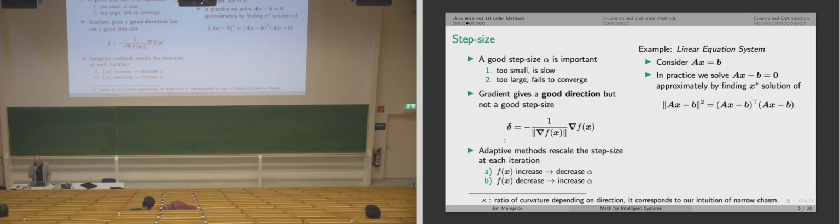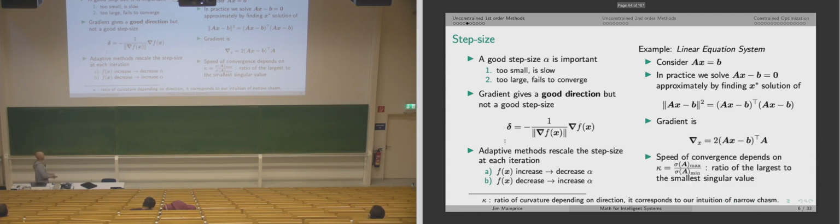So yeah, you can write down this equation using the matrix form. And so you get the gradient expression this way. So that's the gradient with respect to x. And then the speed of convergence of gradient descent applied to the system of linear equations is going to depend on something called kappa, which is the ratio of curvature, which depends on the direction, and it kind of corresponds to our notion of a narrow chasm.